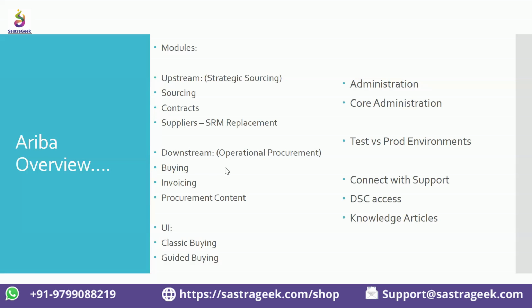Coming to the downstream, it's also called operational procurement. The process is how you create a purchase requisition, how this will get converted into a purchase order, and how it will move on to invoicing. That is the procurement cycle. If anyone is from your procurement team, you will be knowing. It all starts with a requisition, and then it will convert into a purchase order that will be sent to the supplier.